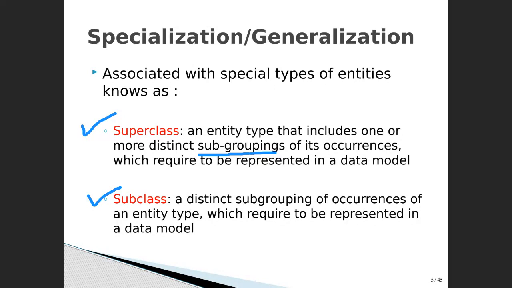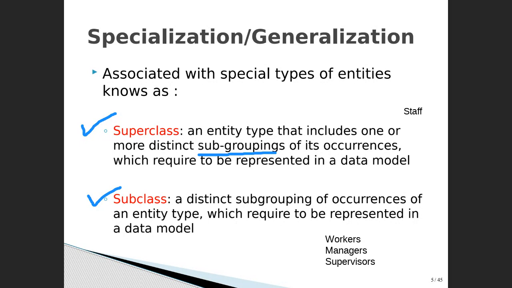All right, so this is just an example: staff is a superclass, and the subclasses here in this example are workers, as you said, managers, and supervisors. Okay, so these are subclasses.